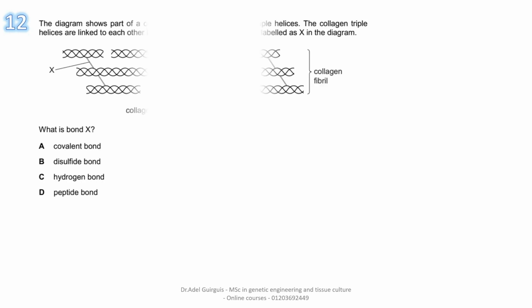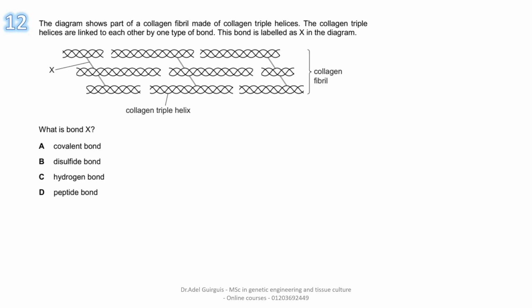Number 12. The diagram shows part of a collagen fibril made of collagen triple helixes. The collagen triple helixes are linked to each other by one type of bond. This bond is labeled as X in the diagram. Triple and triple are joined together by a certain bond, called X. What is its type?